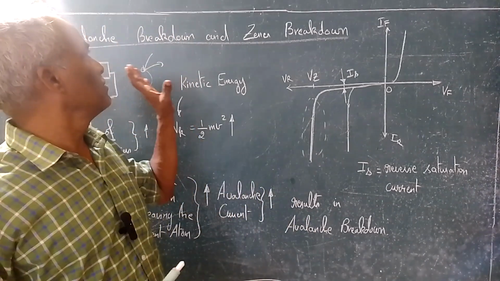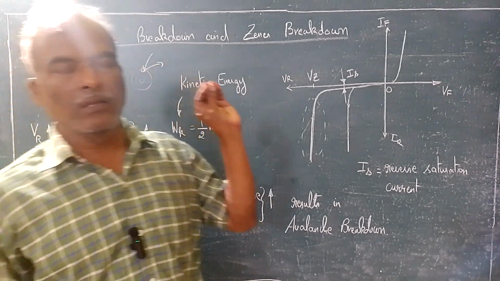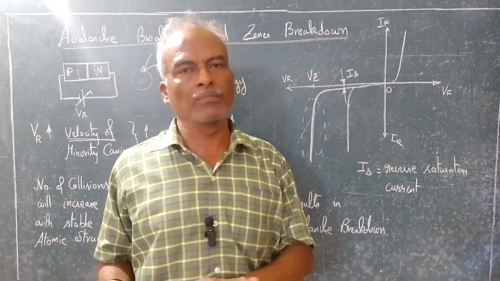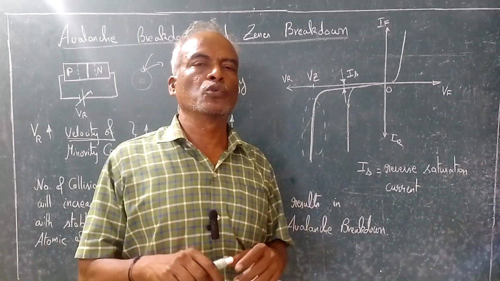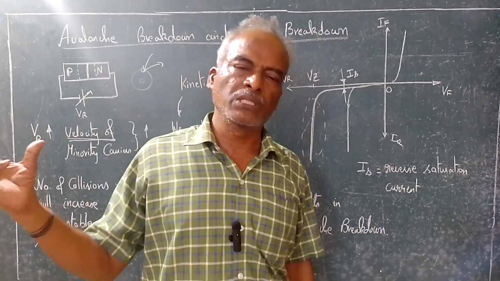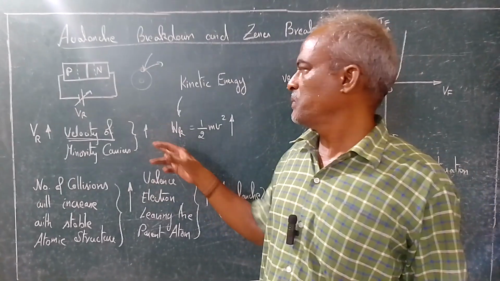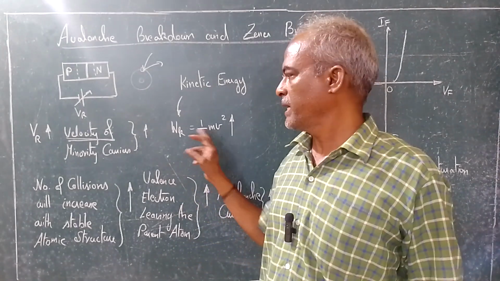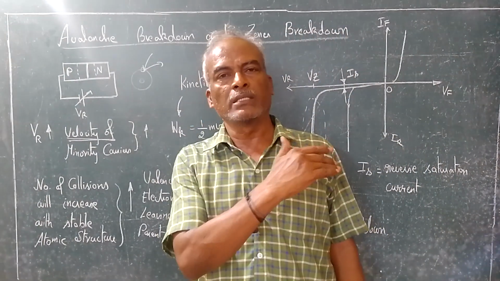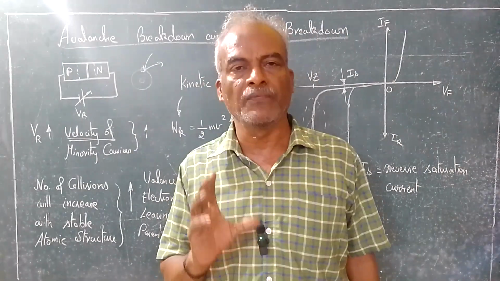That's the difference between avalanche breakdown and Zener breakdown. Hope you have understood this topic about avalanche breakdown and Zener breakdown, and the difference between these two breakdowns. One happens with a mechanical event, especially the velocity, thereby kinetic energy. The other is due to the strong electric field.